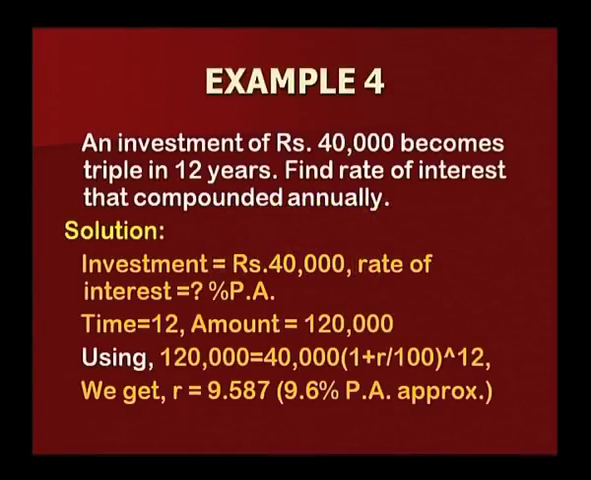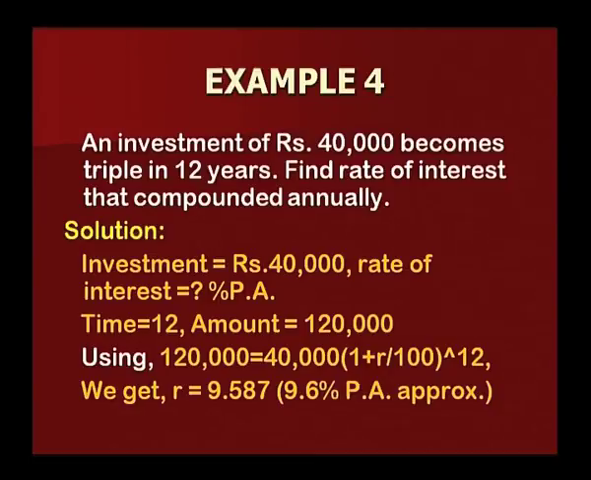Now I am going to explain to you another example. Example 4. An investment of rupees 40,000 becomes triple in 12 years. Find the rate of interest that is compounded annually. Solution. Investment is equal to rupees 40,000. Rate of interest is to be found out. Time is equal to 12 years. Amount is equal to triple of 40,000, that is 120,000.